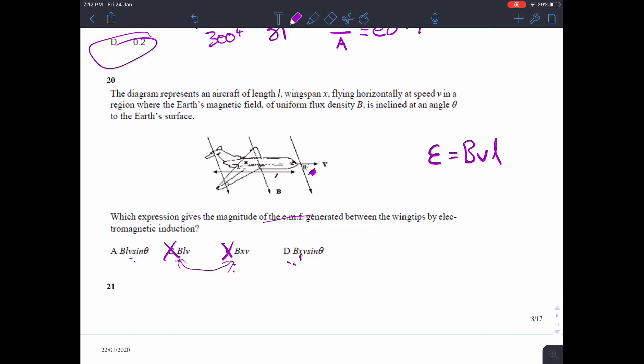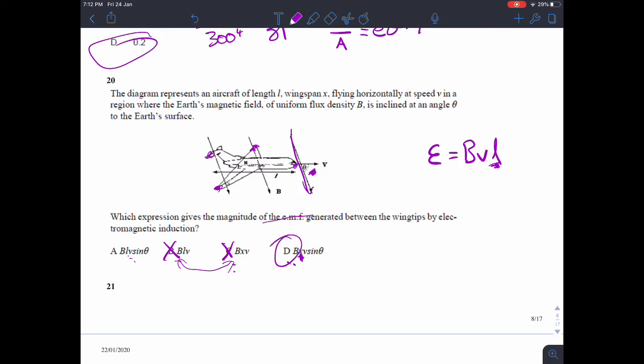Now the only thing that we need to do is decide what this L is, because we've got B and V in both of them, and we've got sine theta in both of them. So we've either got X, which is from tip to tip of the wing, or we've got L, which is from tail to nose. And if you're moving a conductor through a magnetic field, as we just said, it's how many field lines it cuts through. The nose to tail is not going to be cutting through any if the field lines are vertical. The wings are going to be cutting through field lines, and so we must only care about X and not L. So D is the correct answer there.